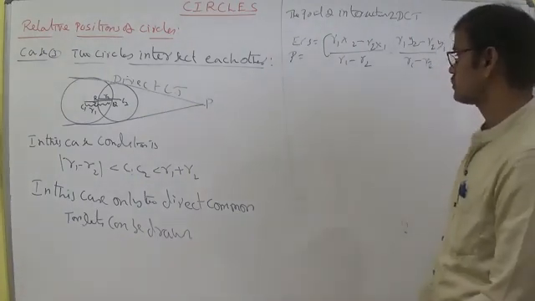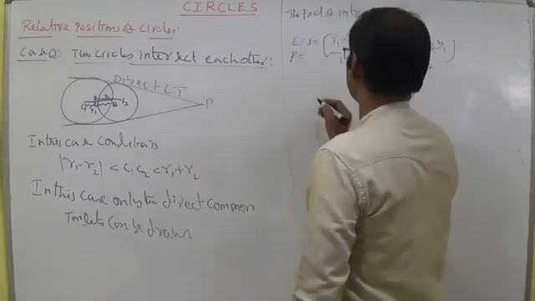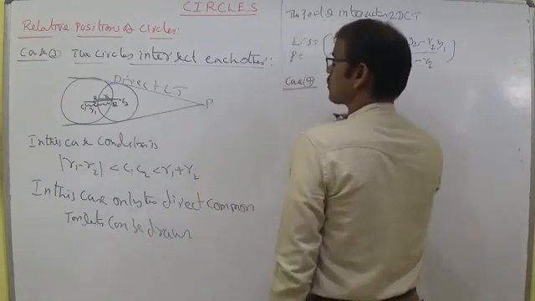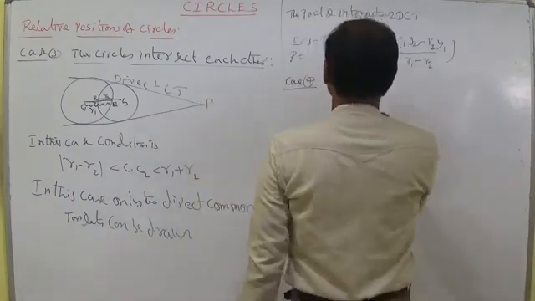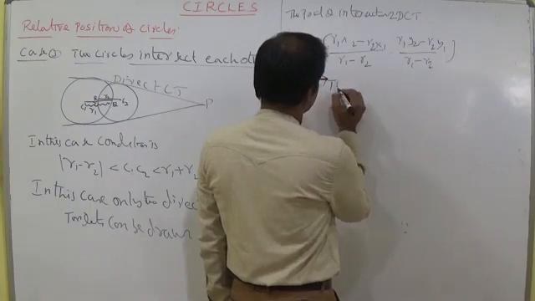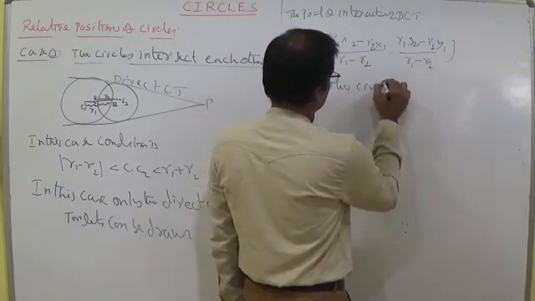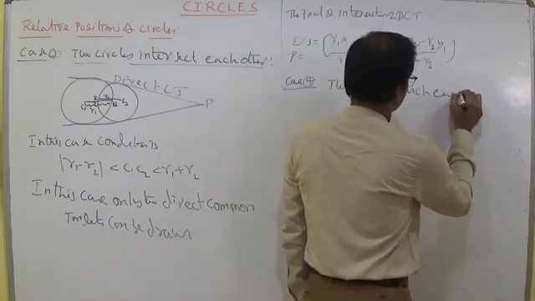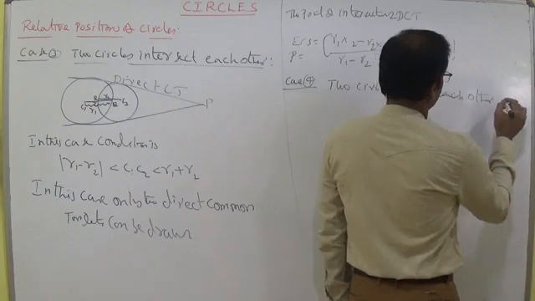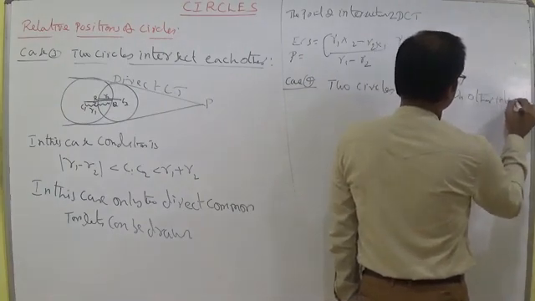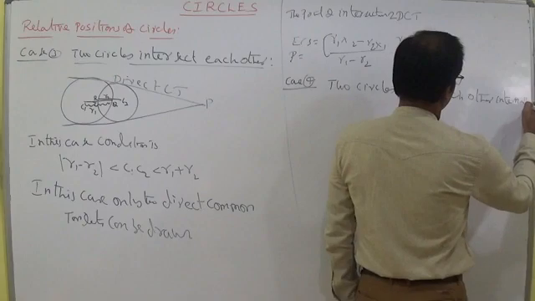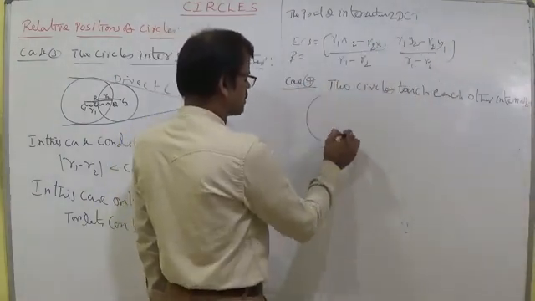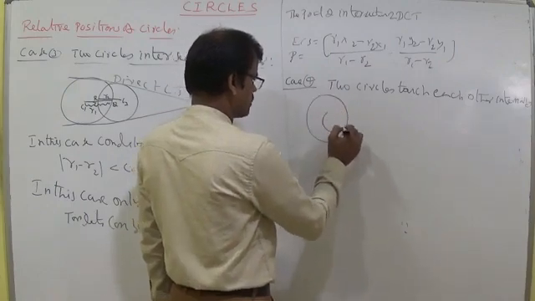That's all. Now let us discuss case 4. Here two circles touch each other internally. The condition is two circles touch each other internally. Draw a diagram like this.